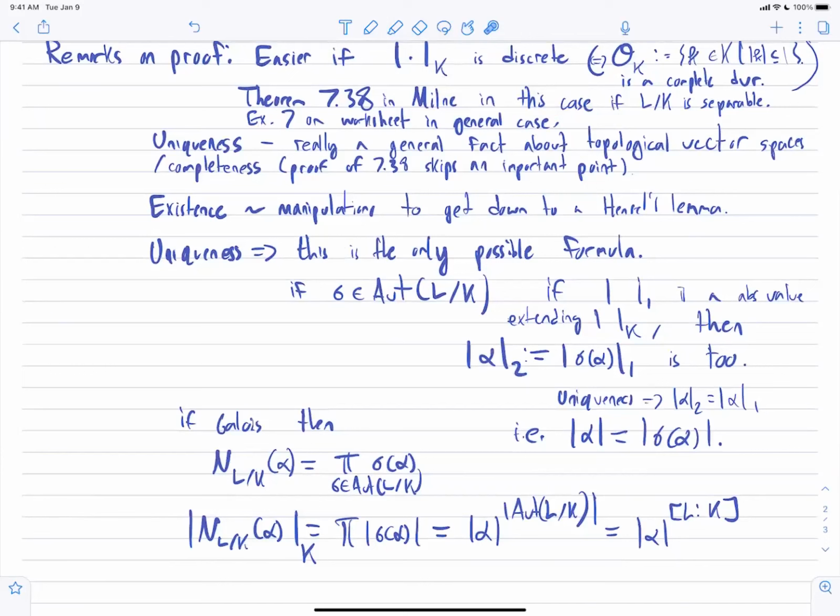Well, right. So for a DVR and a separable extension, if there's one at all, then it has to be given by this norm formula. But there's a simpler way to show there's one at all. So in the DVR case, just use that OL has a prime above the maximal ideal in K.